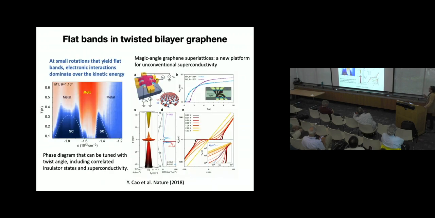So one of the first exciting discoveries in this field was that, at least in twisted bilayer graphene, at small rotations that yield flat bands, electronic interactions should dominate over the kinetic energy. And this gives rise to a very rich phase diagram of correlated and superconducting states that have been observed in experiment.